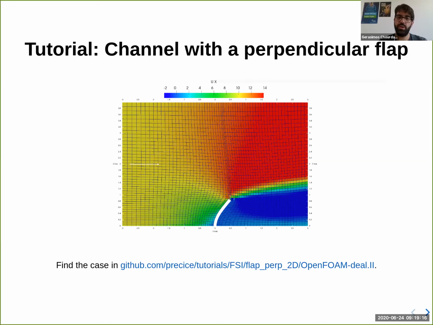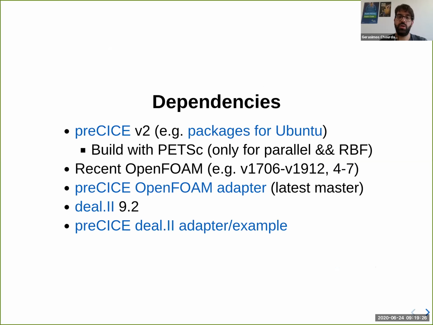You can find detailed instructions for this in our wiki in this link, but let's see how it would be if you run it. For this recipe, we will need preCICE version 2. There is a catch here. You need to also have preCICE built with PETSc, but only if you want to run the case in parallel and with RBF mapping. And I will explain both later.